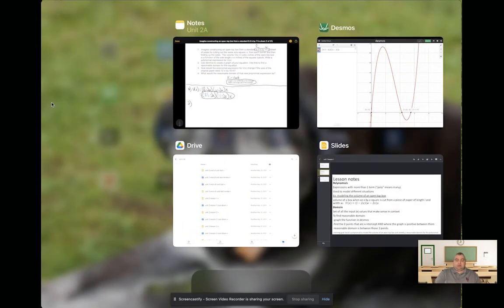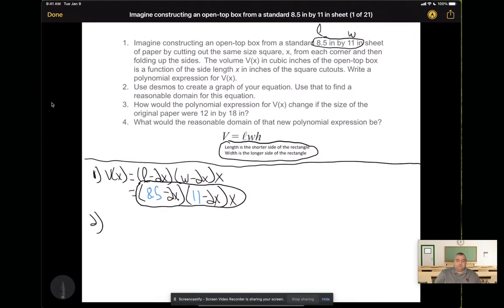So to answer the question, use that to find a reasonable domain for this equation. The reasonable domain would be between 0 and 4.25 inches. And that is your answer for number 2.